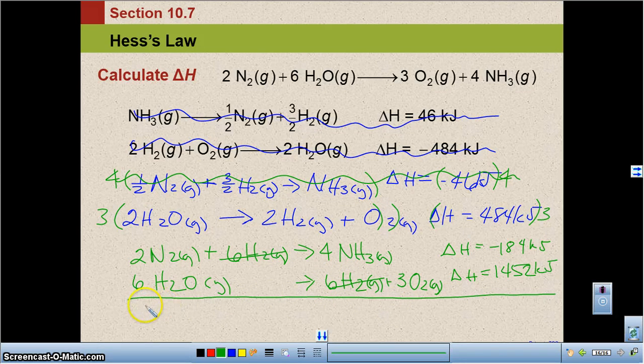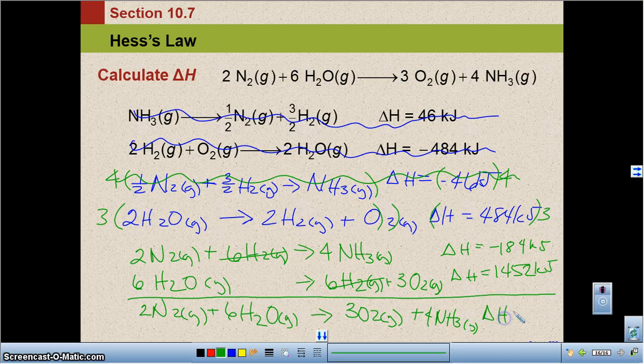So now all I do is write down exactly what I have left over, which is 2 N2 plus 6 H2O, and that's going to yield 3 O2s and 4 NH3s. And the delta H for this reaction is going to be 1452 plus a negative 184, which is 1268 kilojoules. And this is my final answer.